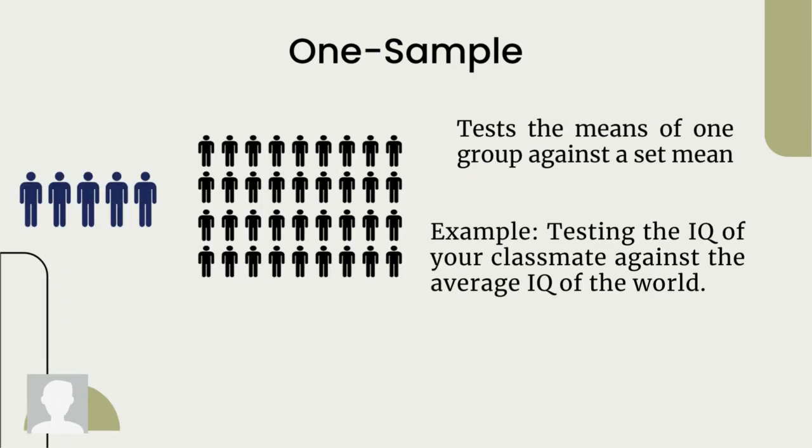Last but not least is one sample. It tests the means of one group against a set mean. For example, testing the IQ of your classmates against the average IQ of the world. So there is a set sample of the world. So you have a sample yourself. You compare it to the sample or a set mean. In this case, the average of the IQ of the people in the world.